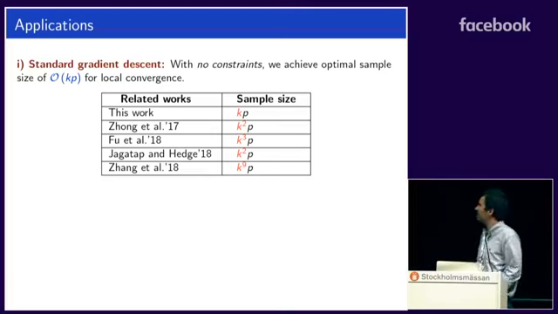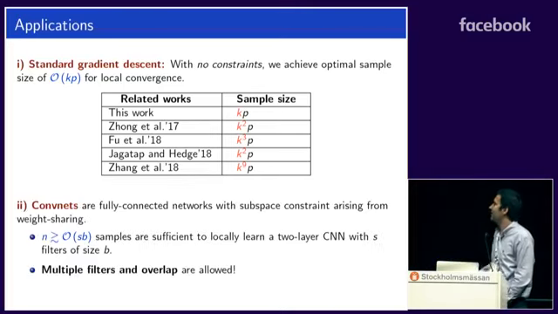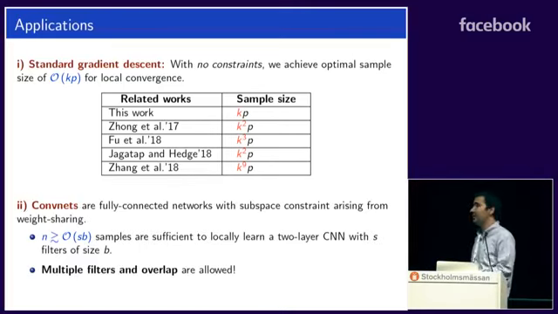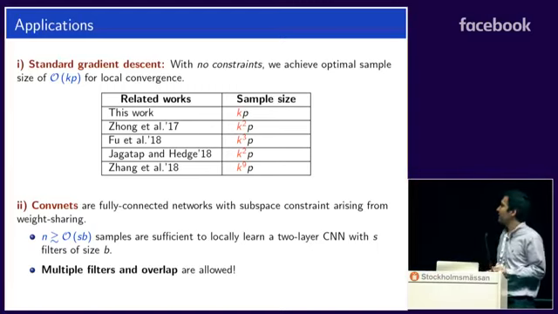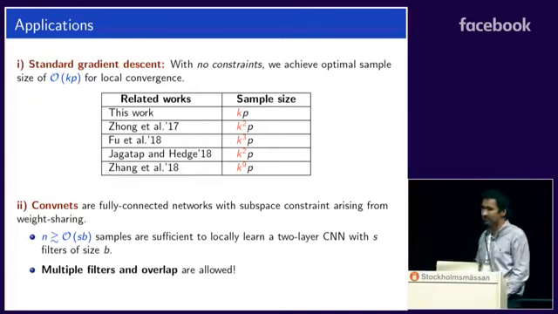It is nice. And the second application is modeling convolutional neural nets as fully connected networks subject to a subspace constraint. If you have a convolutional neural net, let's say 2 layers with S filters of size B, you have in total S times B degrees of freedom. You can show that this is an S times B dimensional subspace in the constraint set. And then we have a local convergence guarantee with SB samples without any structural assumption.